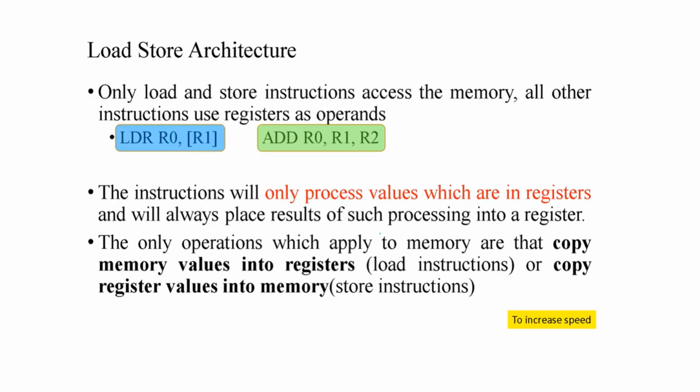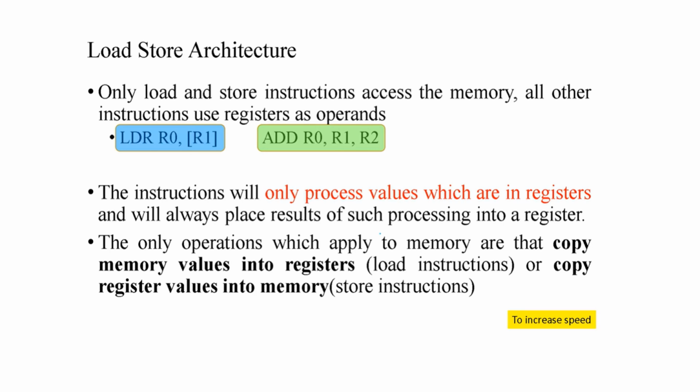So I told you about the load store architecture. ARM7 is a load store architecture. So only load and store instructions access the memory. All other instructions use a register as an operand. Here you can see LDR R0, R1. That is, R1 data is transferred to R0. That is, load the data from the R1 register to R0.